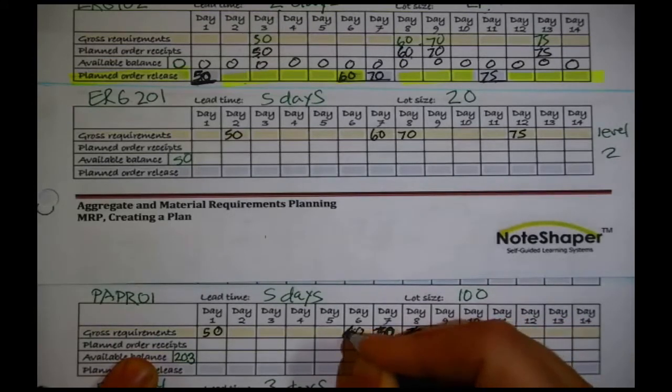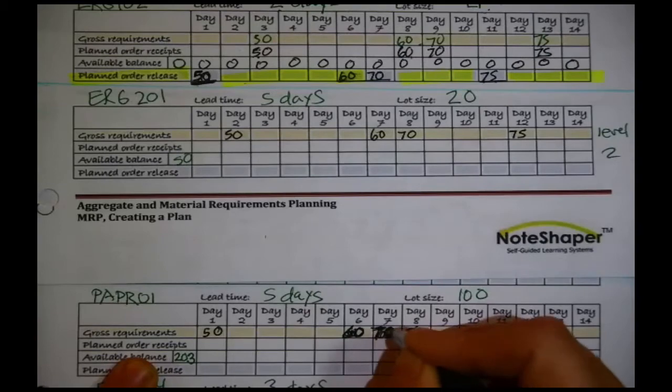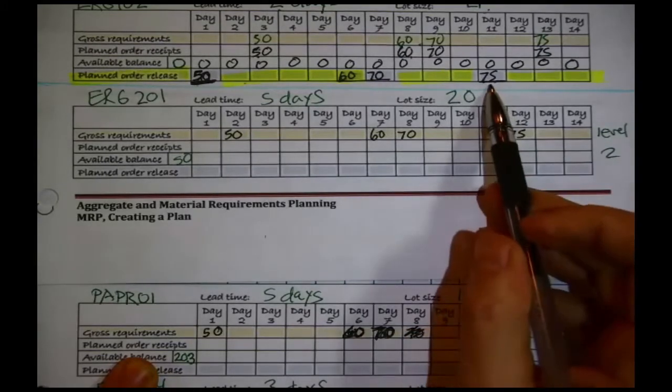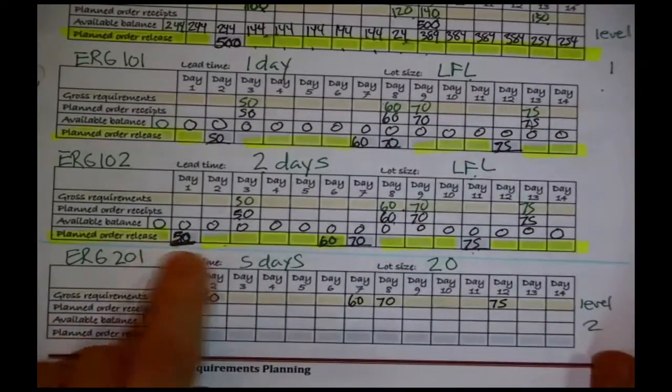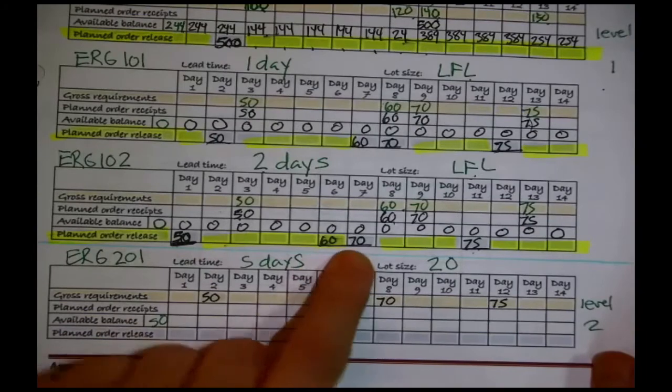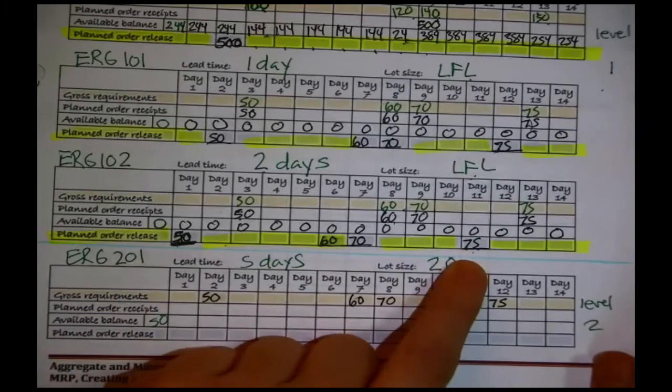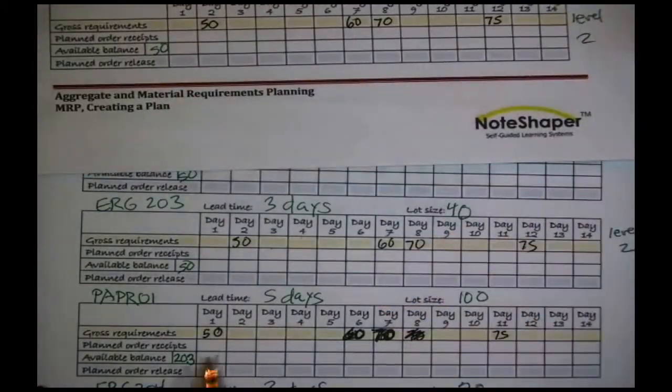Oh, now I have an ugly smudgy spot. The 75 is on day 11. Let's just double check I'm doing that right. The 50 is on day 1, the 60 is on day 6, the 70 is on day 7, and the 75 is on day 11. 1, 6, 7, and 11.